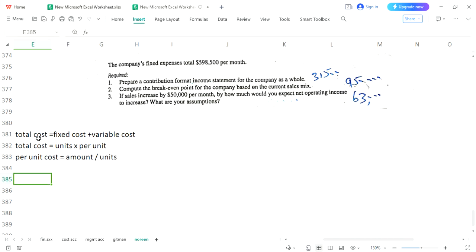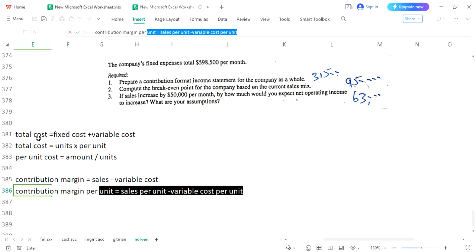Then you have an idea of contribution margin. How do you calculate it? Take sales and subtract variable cost. Then you need to know how to calculate contribution margin per unit by taking the same formula, sales minus variable cost, except you use the additional words per unit with both. So per unit sale price minus per unit variable cost gives you the per unit margin.